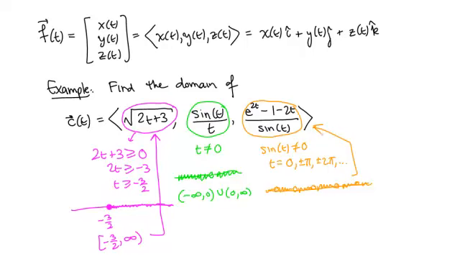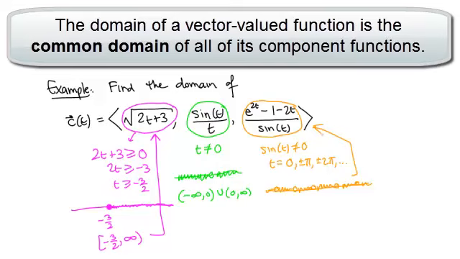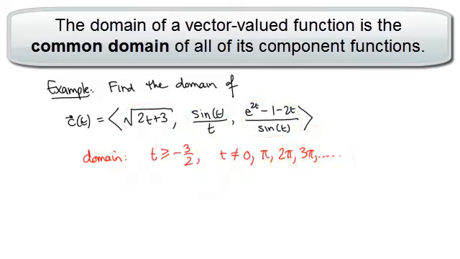What would the domain of this function be? It's got to be the values of t for which all three of them make sense. So we're going to need t to be larger than or equal to minus 3 halves. We're going to need t to not be 0, and we're going to need t to not be any of these other values. So if we put those observations together, then we'd have to say that the domain has to be the set of values t who are greater than or equal to negative 3 halves, about negative 1.5, but it can't be 0, it can't be pi or 2 pi or any of the multiples of pi.